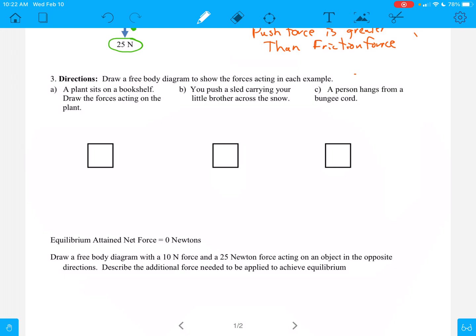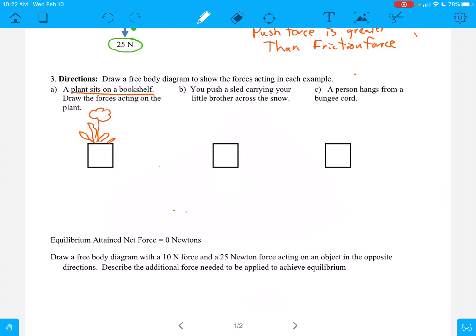Okay, so then number 3, let's get that one. A free body diagram to show the forces acting below. So a plant is going to sit on a bookshelf. Draw the forces acting on the plant. Okay, so here we have our plant, and it's going to have a flower. Okay, there's the flower. And here's some more leaves. Okay, there's the plant. And it's sitting on a bookshelf.